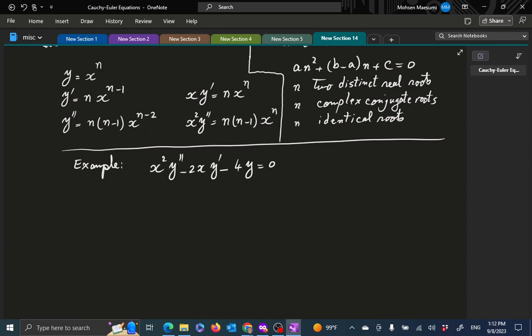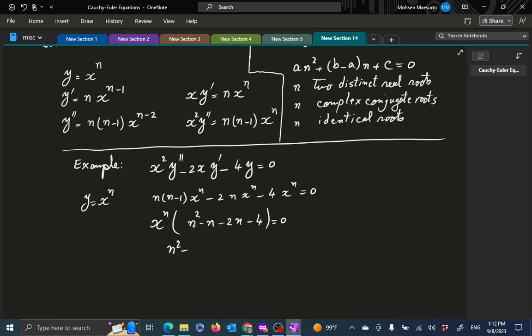So just to practice one more time, we are aiming for solutions that are of power type, and therefore we are going to get n times n minus 1 times x to the power of n minus 2, n times x to the power of n minus 1, and x to the power of n. When I plug it back here, that is what I get. I factor out x to the power of n. From here I have n squared minus n, minus 2n, and minus 4.